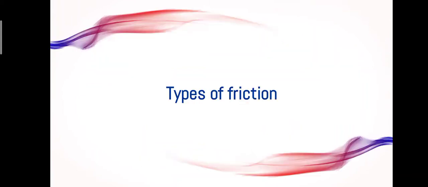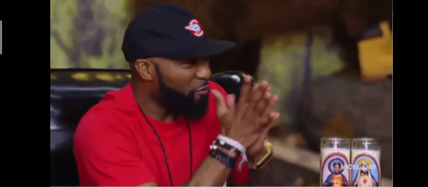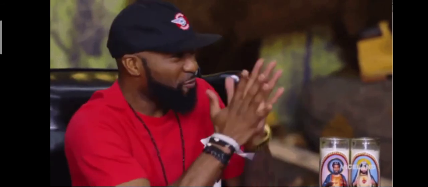And the next one, we have types of friction. There are four types of friction: static, sliding, rolling, and fluid friction. Static, sliding, and rolling friction occur between solid surfaces. Fluid friction occurs in liquids and gases. All four types of friction are examples of friction.